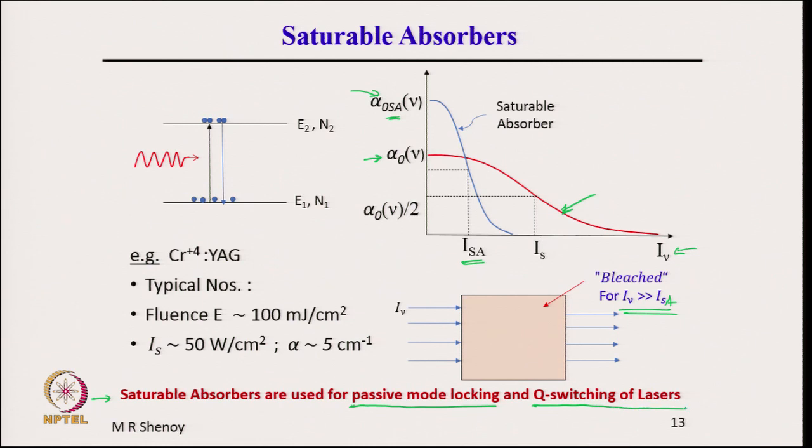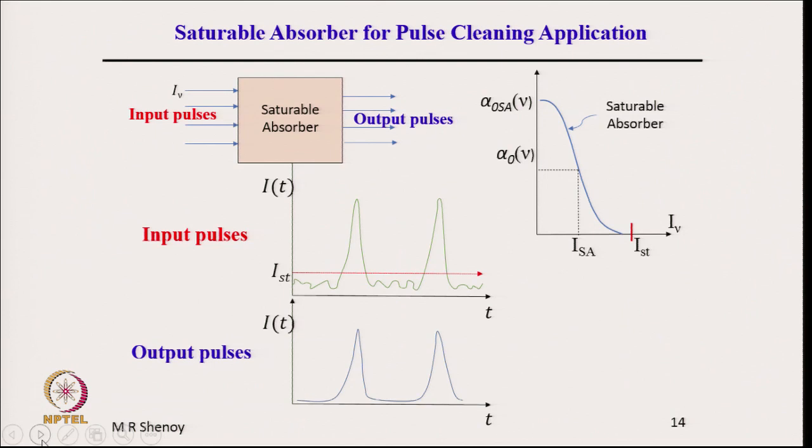We will study both of these in detail at a later stage, but at this point I just wanted to bring in this idea of a saturable absorber from the discussion of a two level system. One application of the saturable absorber is for pulse cleaning, which can be easily understood, that is why we have introduced this here. So, what you have is input pulses, a pulsed input, and output pulses here.